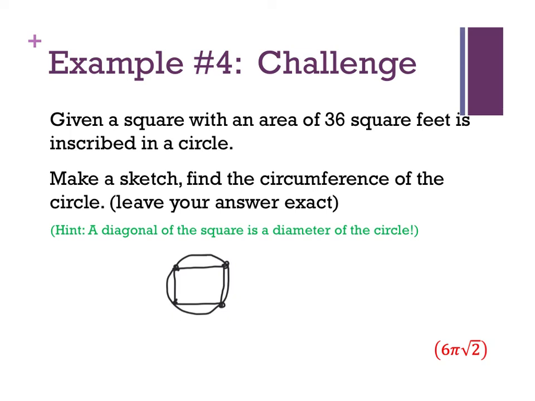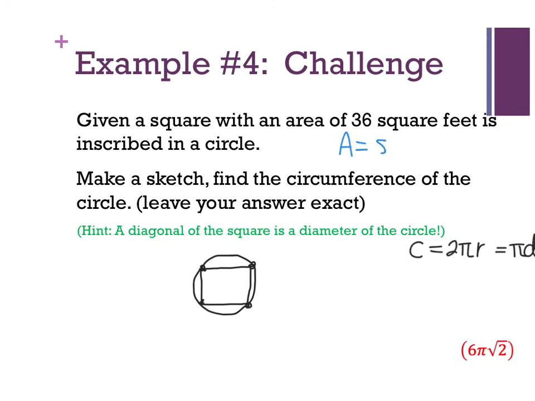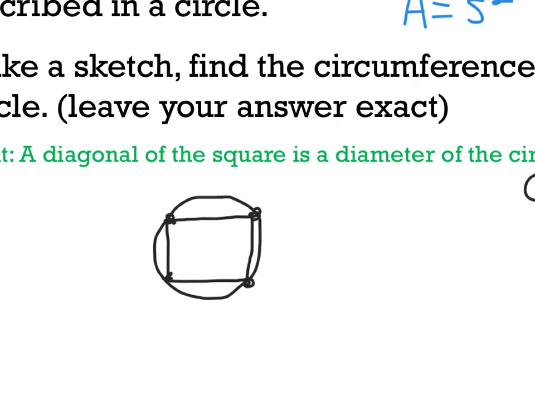So what we're going to do is make a sketch, find the circumference of the circle. So remember, the circumference of a circle is either 2 pi r or pi times diameter. So I need one of those here. Now, if the area of my square is 36, remember the area of a square is side times side, it's side squared. If I know the area is 36, I know that each side of this square is 6 units long. Okay, so focusing in here, this is 6 and this is 6.